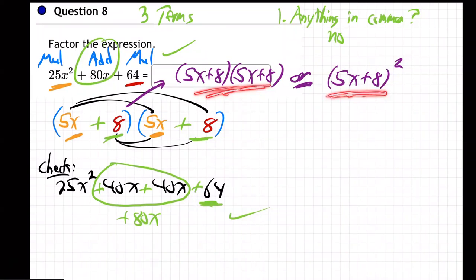How do we know it's right? We checked it right here, right? 5x went to both, 8 went to both. In the middle, 40x and 40x made 80x, which is our middle term. So there it is.